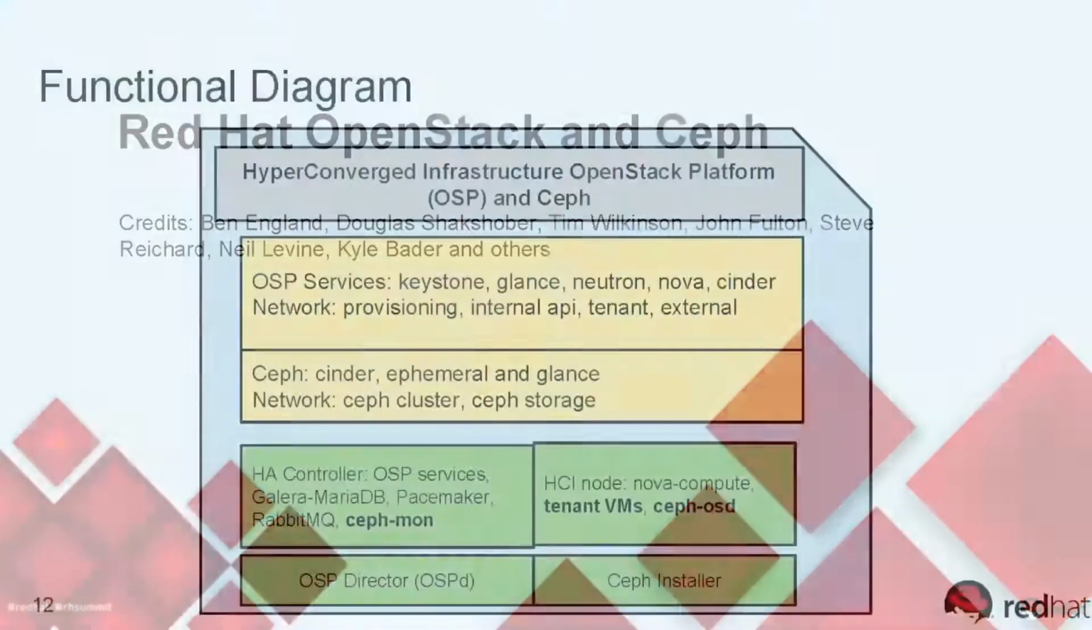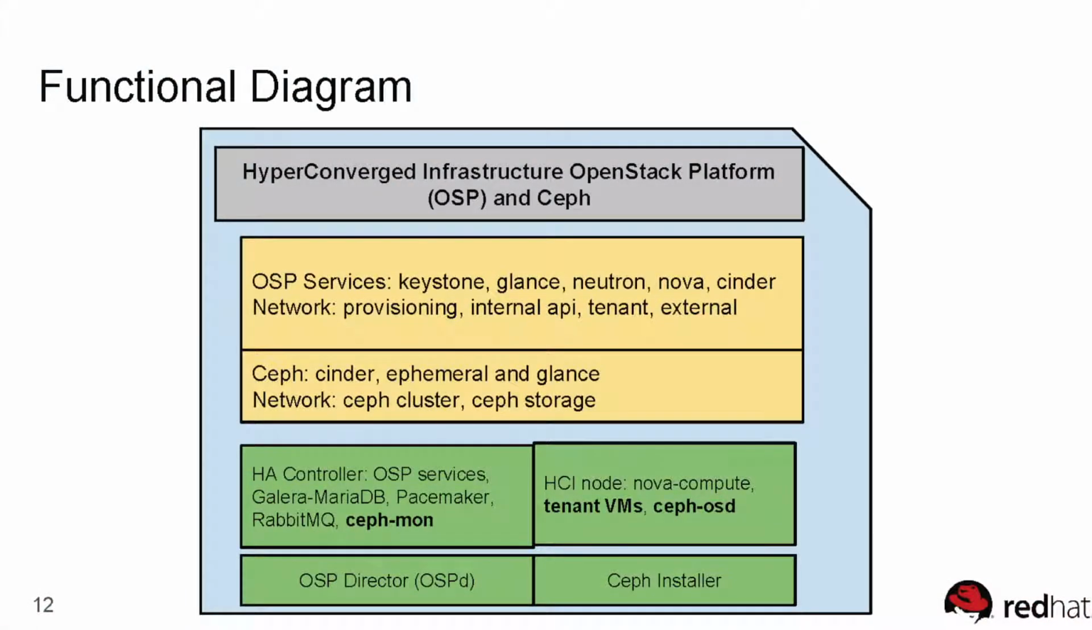So this is the functional diagram of what it is. It is meant to be hyperconverged OpenStack and Ceph. As you can see, OpenStack has these services. The key ones really are Keystone, which is the identity service, Glance, which is the image store or image service, Neutron, which is the networking service, Nova, which is the compute service, and Cinder, which is the block service. And Ceph provides, in this case, Cinder, ephemeral, and Glance storage. So Ceph is the backend store for all these services.